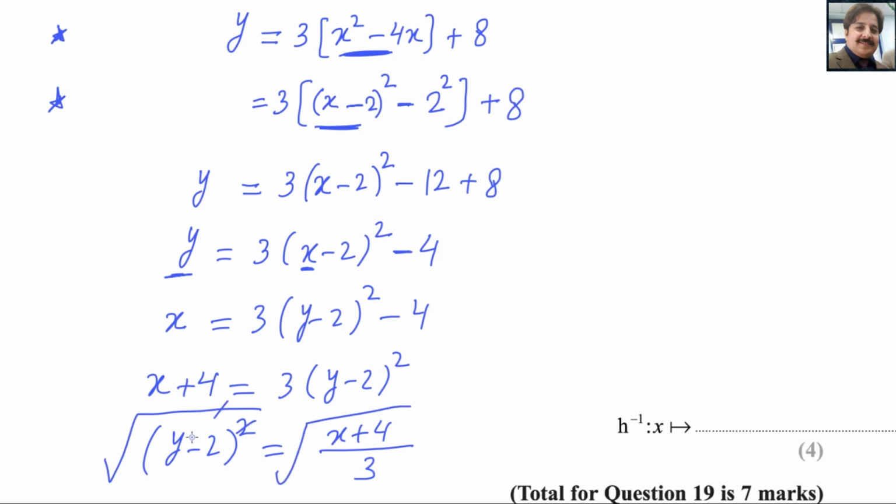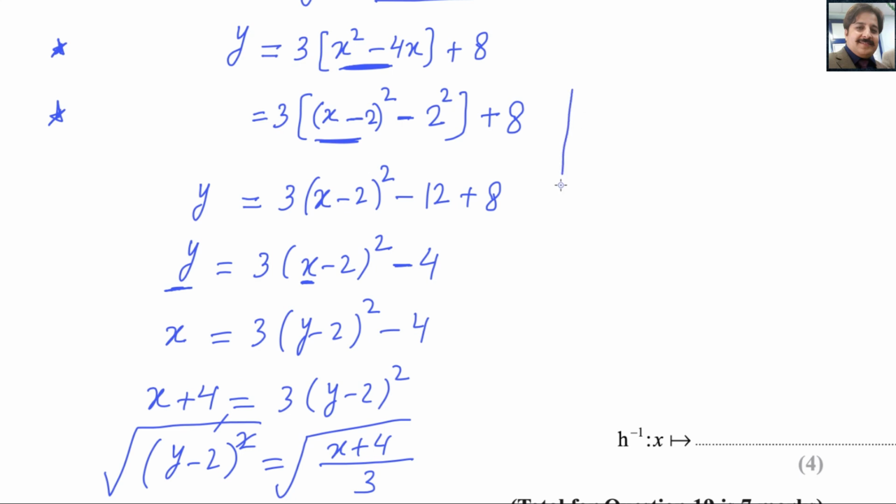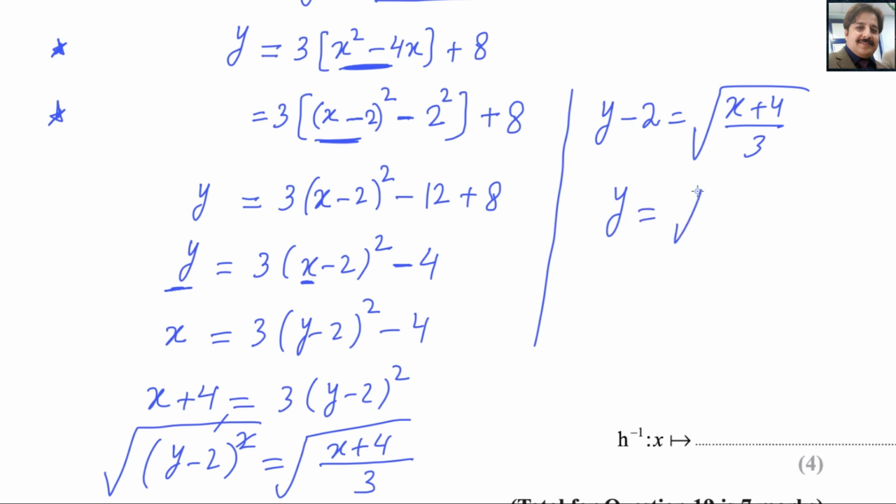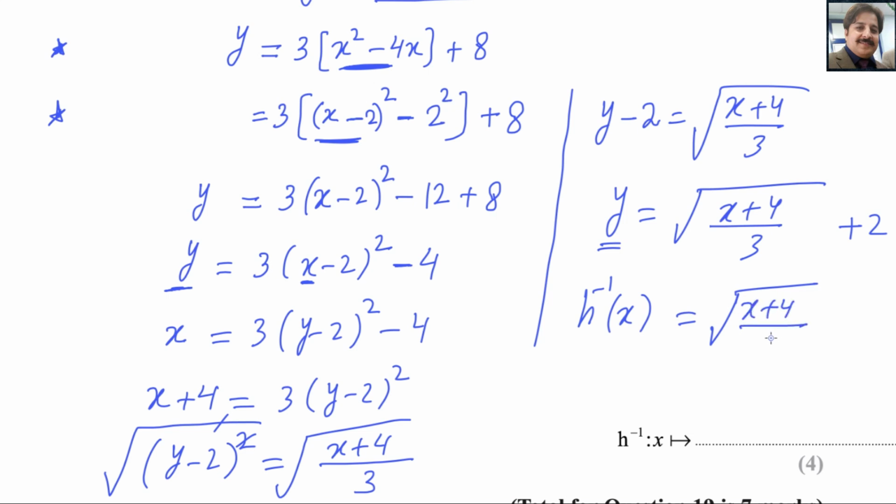So y minus 2 is equal to, inverse is always positive, I will take the positive value only, the square root of (x plus 4) divided by 3. This 2 goes on the right side and y will be equal to the square root of (x plus 4) divided by 3, plus 2. This y is the inverse of h of minus x. So this is the answer for this part: the square root of (x plus 4) divided by 3, plus 2.